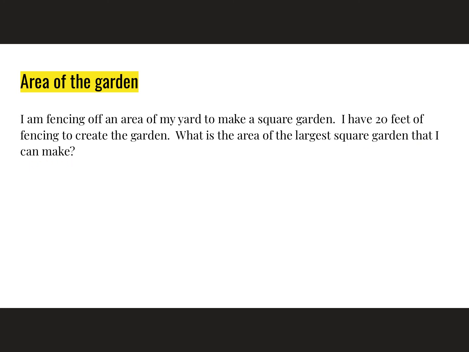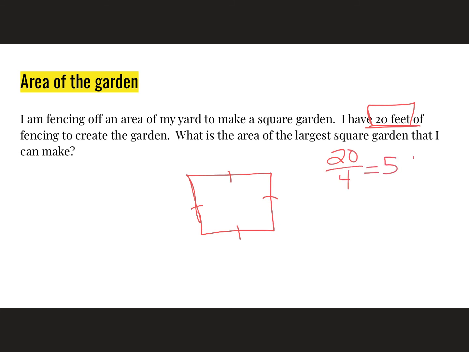Okay, so let's think about this. I'm going to draw a square because I think that helps me. So I have a square, and remember, in a square all my sides are the same. I have 20 feet of fencing. Well, I can count. I know I have 1, 2, 3, 4 sides. Okay, if I have 4 sides and 20 feet of fencing, 20 divided by 4 is simply going to be 5 feet per side. So my sides have to be 5.